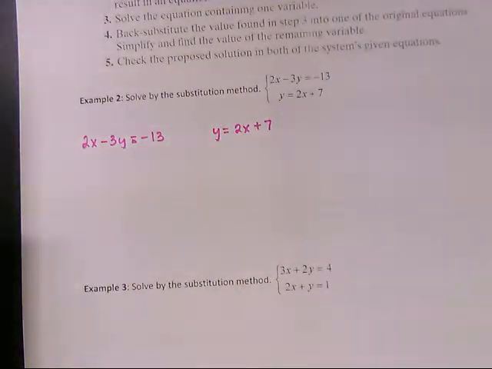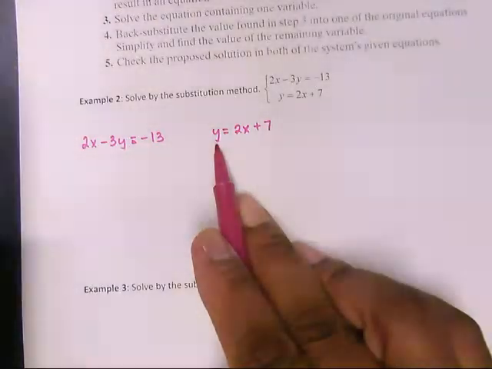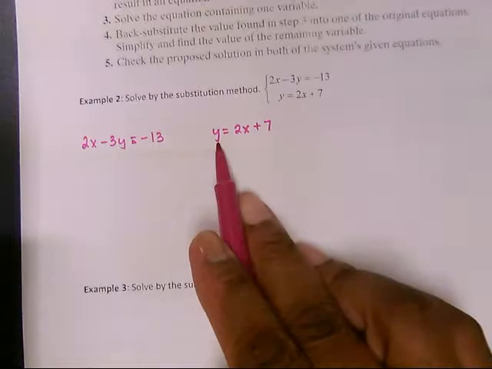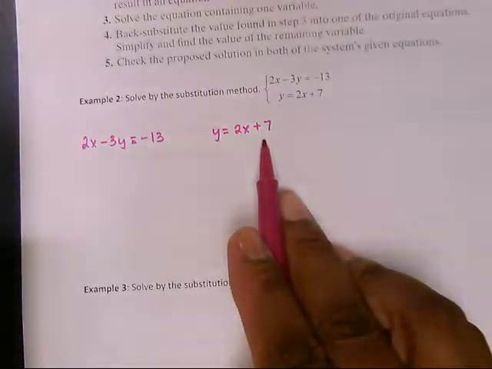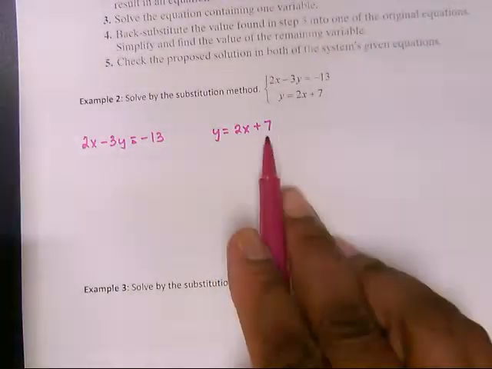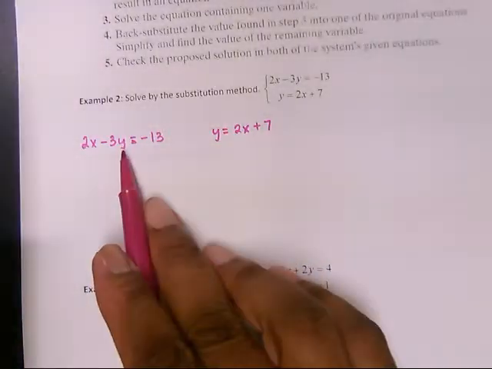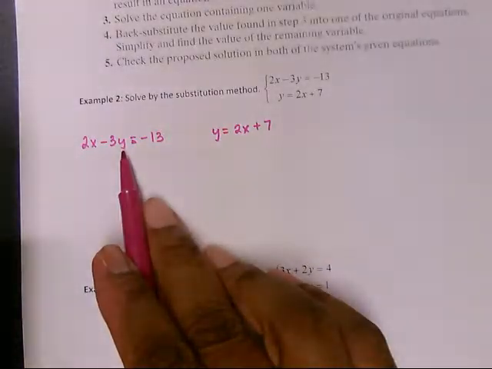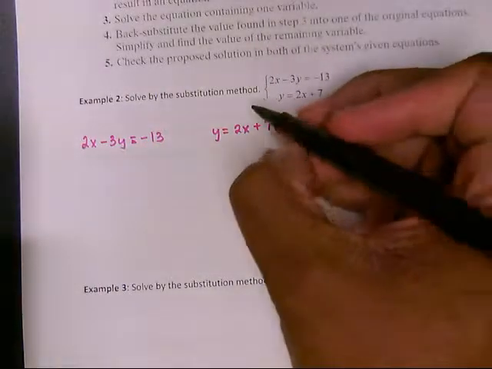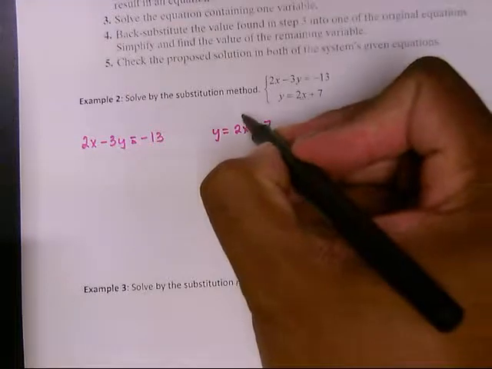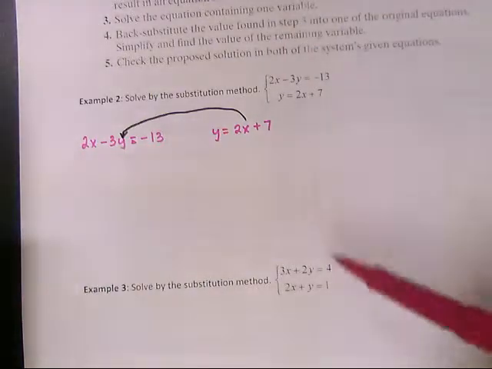Now we can skip step number 1 because we have an equation that's already solved for a variable. In this case, it's solved for y. So it's got y equal to 2x plus 7. Now what I can do here is take whatever y is and substitute it for the y in this first equation. That way I will have an equation in one variable that I can solve for. Okay, so here I'll take that 2x plus 7, which is what y is equal to, and just substitute it for this y in the first equation, 2x minus 3y equal negative 13.